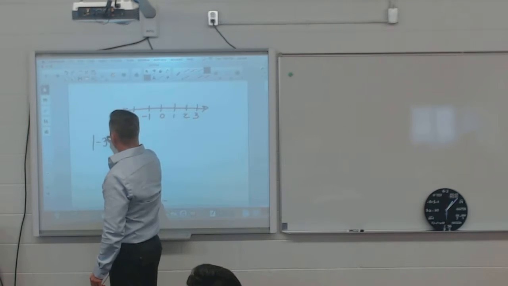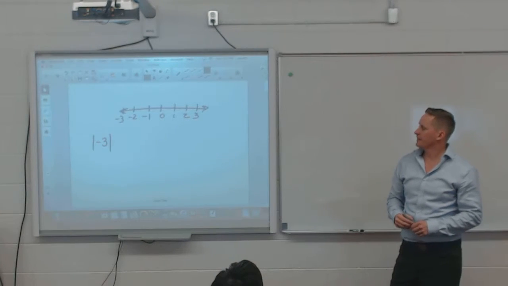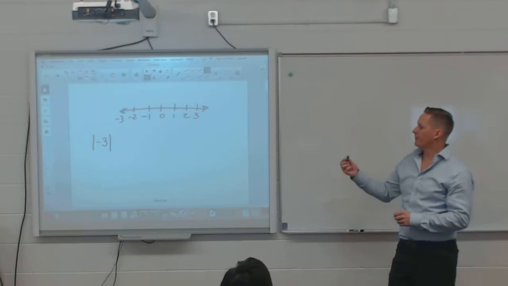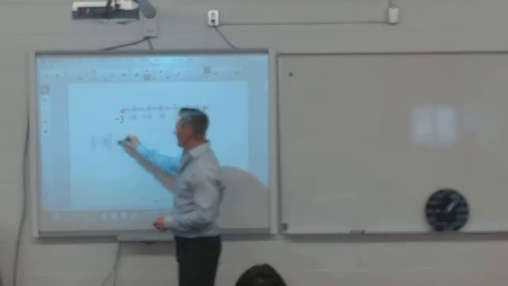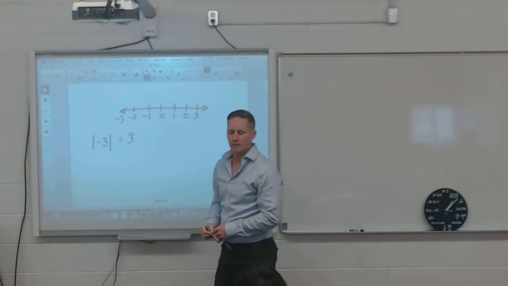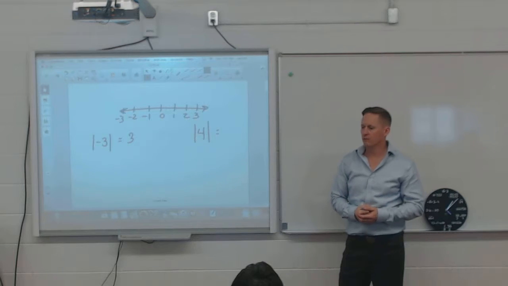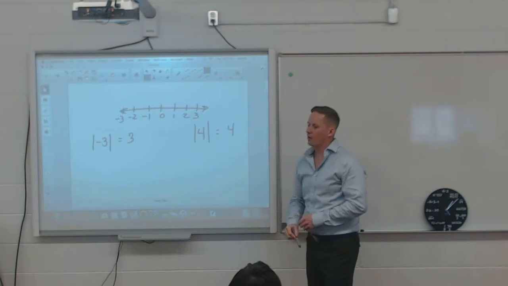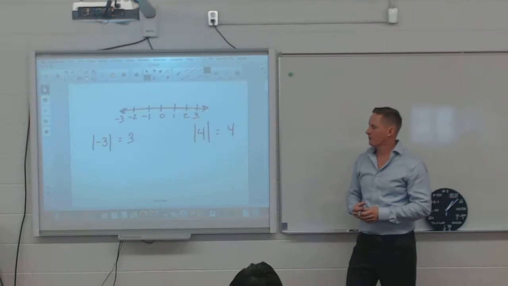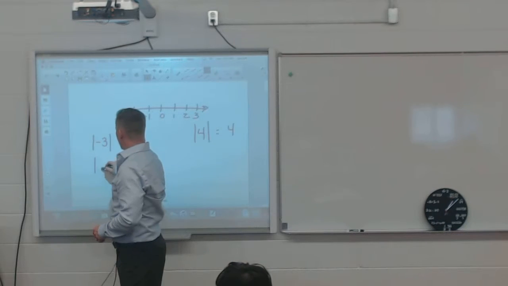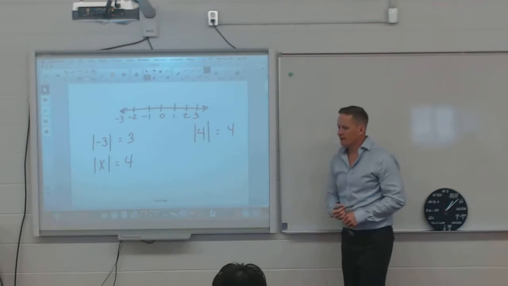The symbol for absolute value is two straight line brackets. Okay? So basically all that says is how far from zero is negative 3? 3 units. The absolute value of negative 3 is 3. The absolute value of 4, how far is it from 0? 4. So that's basically all absolute value is. It turns any negative value into a positive.